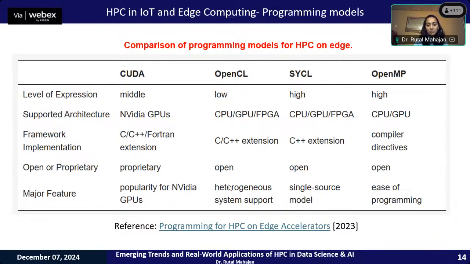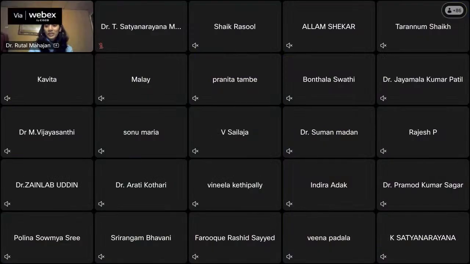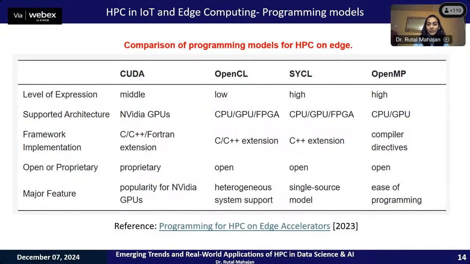OpenCL is for heterogeneous systems support. SYCL is for the single source model. OpenMP has an easy programming model, with ease of programming. I think you might have seen this in depth in the previous sessions on OpenMP and CUDA, and those insights are really good.